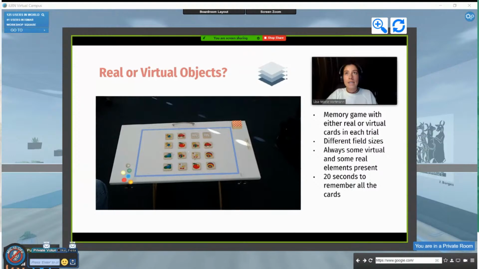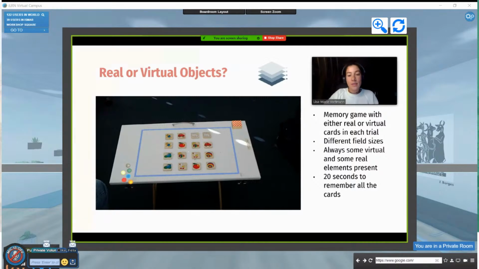So the first study, about real and virtual objects, was a memory game with either real or virtual cards in each trial. As you can see here, we had a board game, and it had some virtual objects, like the card stack on the top or the balls on the bottom. In this case, the cards that are displayed are real cards. In other trials, these cards were also virtual, displayed by the AR headset. We tried different field sizes to have different difficulty levels, and there were always some real and some virtual elements present. The task was for the participant to remember all the cards within 20 seconds.